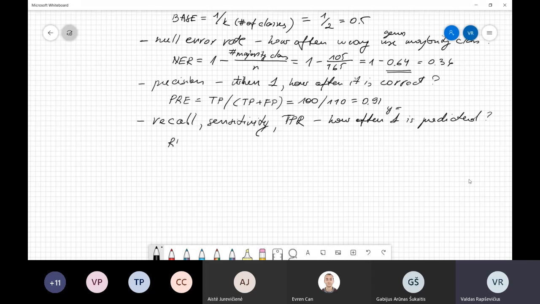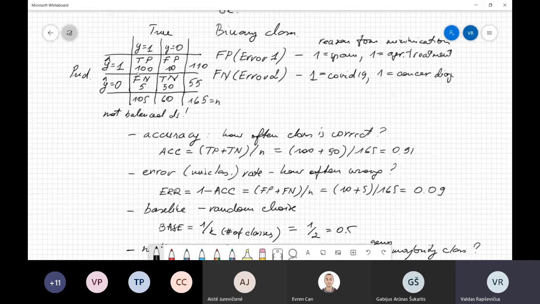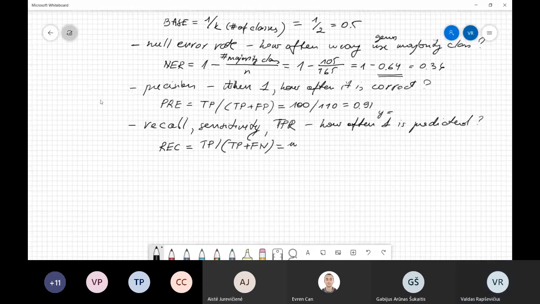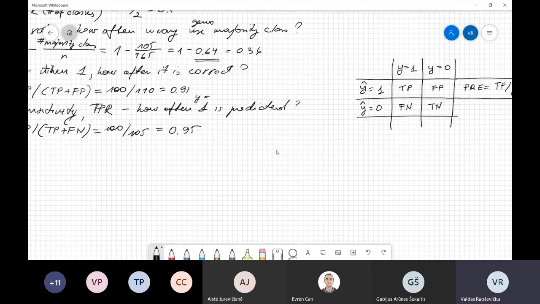So recall, we will be writing like this, rec. Recall is again true positives divided by true positives plus false negatives, right? False negatives were ones that have been diagnosed as not sick, but actually they are. And this is a problem for the society, right? So this is 100 divided by 105, and this gives 0.95.